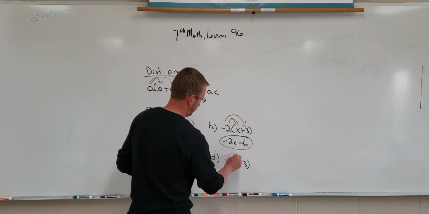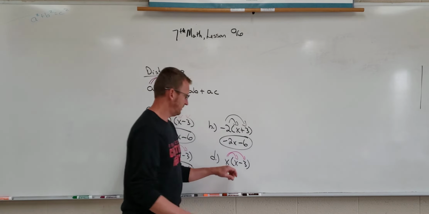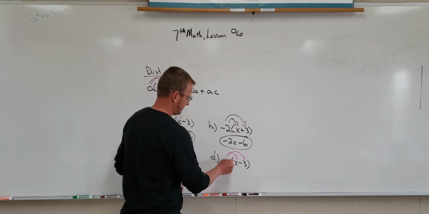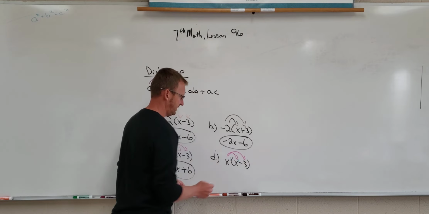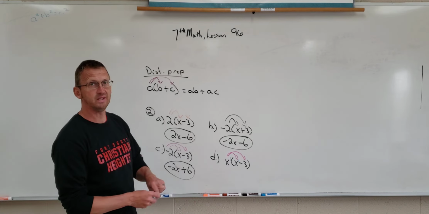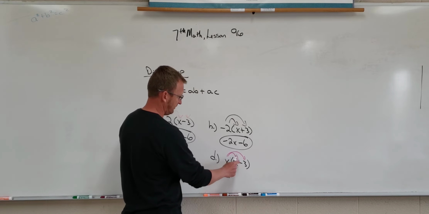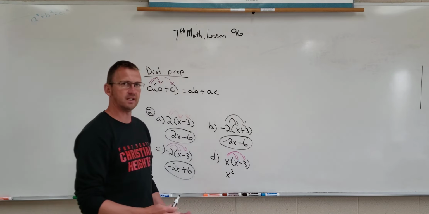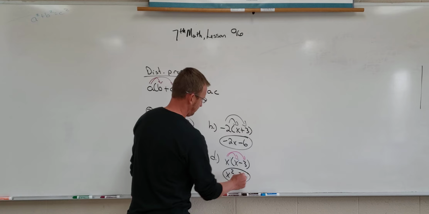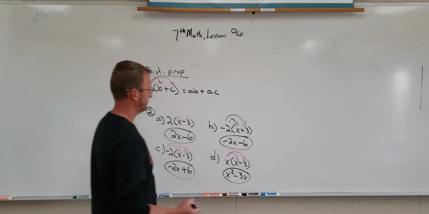Again, we're going to distribute, but we do need to remember something else. When we have a variable, if it does not have an exponent that's visible, we need to put an exponent of 1. And when we multiply variables, we add the exponents. So x times x gives me x, 1 plus 1 gives me 2, so x squared. And then 3 times x, negative 3x. So that's the distributive property with those.